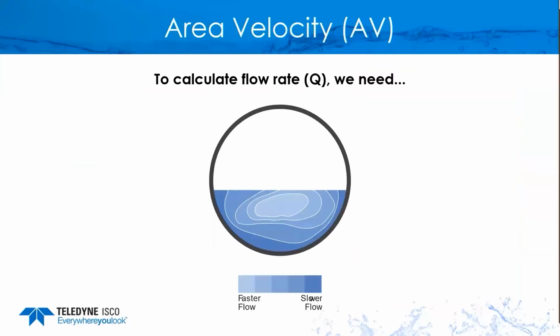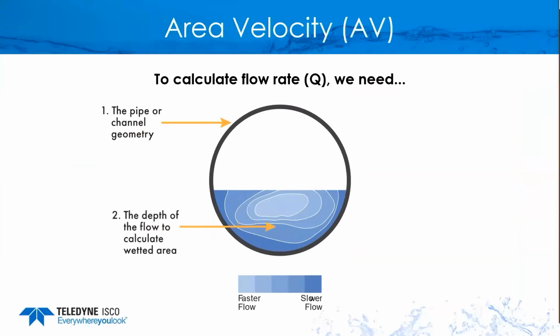Now, area velocity, how does it work? To calculate flow rate using area velocity, you need to know what the pipe size is or the geometry of it, if it's a rectangular channel or a round pipe. You need to know the water depth. When you know the water depth, you can calculate the wetted area. And then last, we need to know what the average velocity is.